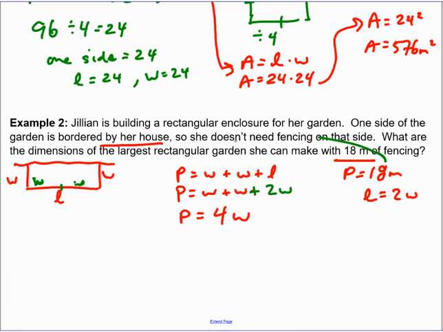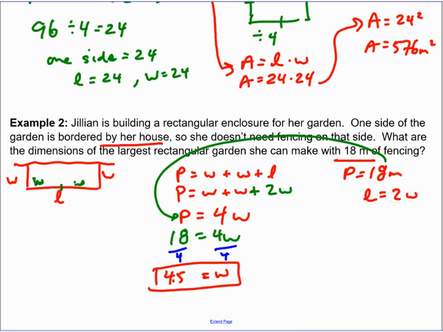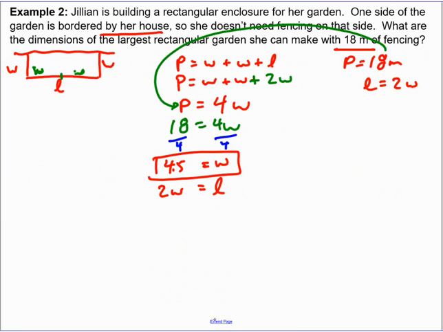So let's substitute this in. 18 equals 4w, and so we need to divide both sides by 4. 18 divided by 4 is not a nice number, but it's 4.5. Not bad. Okay, so now we know the width. The width is 4.5. What's the length? Well, length is 2w, so 2 times 4.5 is 9.